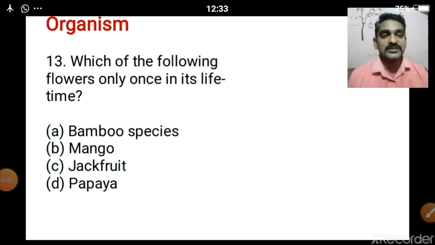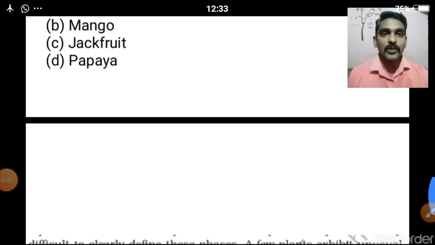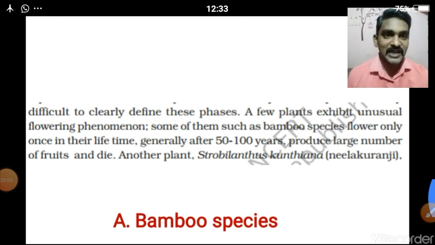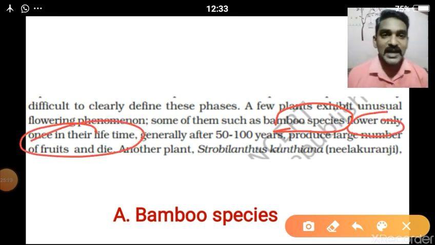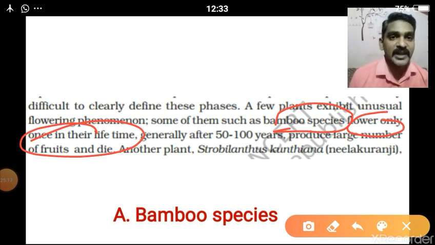Whereas bamboo species flower only once in their lifetime. So this also came directly from your NCERT book. You can see here, bamboo species flower only once in their lifetime. They have given the option directly here, right? 50 to 100 years it will take. Later, after producing fruits, they will die. So the option is bamboo species.